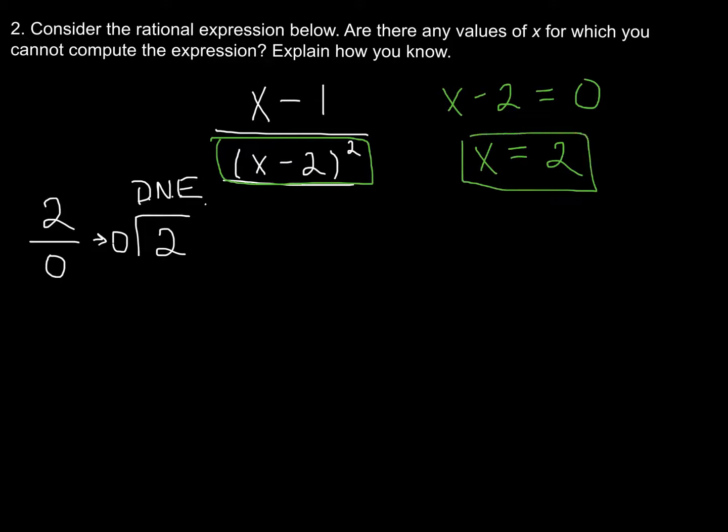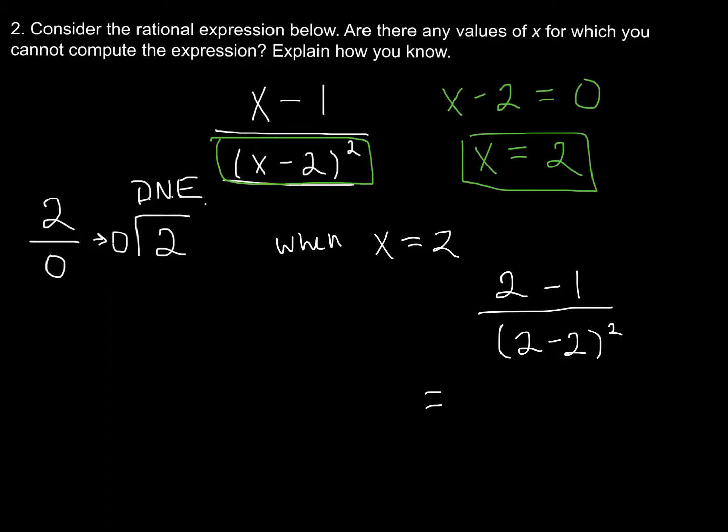when x is 2, right? When x is 2, imagine plugging that in here. When x is 2, let's actually do that. So when x is equal to 2, well, we'll have 2 minus 1 divided by 2 minus 2 squared, which is equal to 1 over 0 squared, which is 0. And this does not exist. Okay? And so this is actually a term. It's what's called an excluded value.